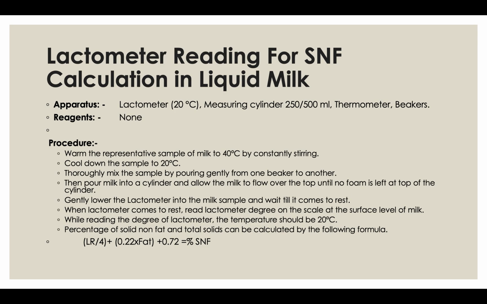First of all, warm the representative sample of milk to 40 degrees centigrade by constant stirring. Then cool it down to 20 degrees centigrade. Thoroughly mix the sample by pouring gently from one beaker to another. Then pour the milk in a cylinder and allow the milk to flow over the top until no foam is left at the top of the cylinder.